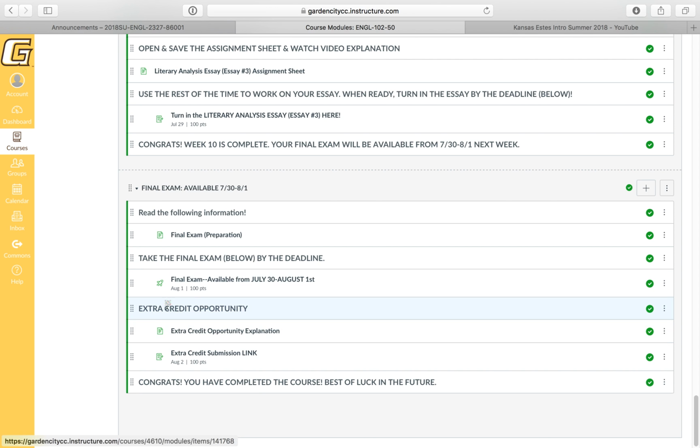And then there will be an extra credit opportunity here that you can do. So your final exam must be done by August 1st at midnight, and then you have a full day after to complete the extra credit, which is just a short writing assignment, and that's worth up to 2 points on your overall grade. And that'll be due on Thursday, August 2nd.